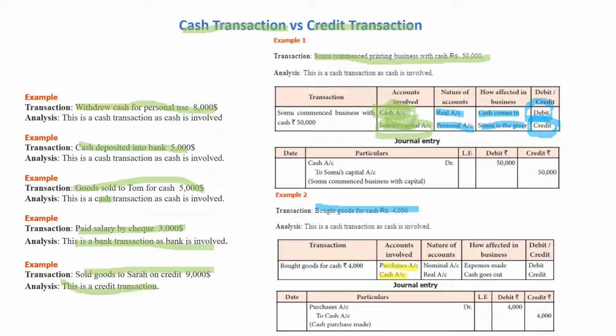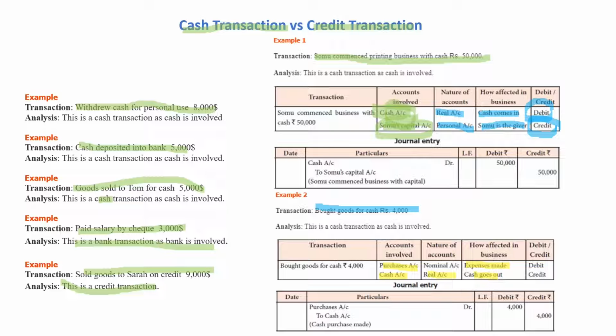We will explain in the future why it takes the shape of a nominal account and how it takes the shape of a real account. So for now, purchase is a nominal account. Expense made, because we made some expenses. When we purchased goods, we paid some money. That's why this is an expense for the business. And about cash, cash is real and cash goes out.